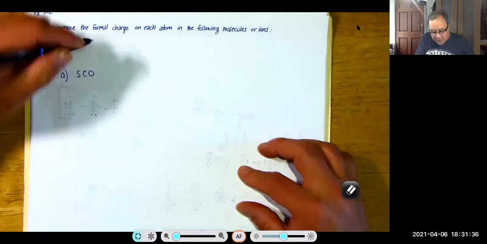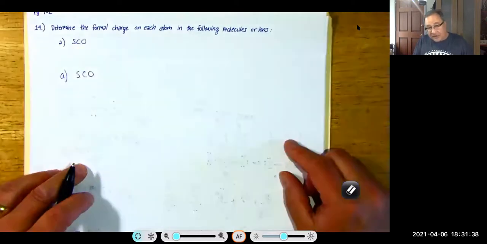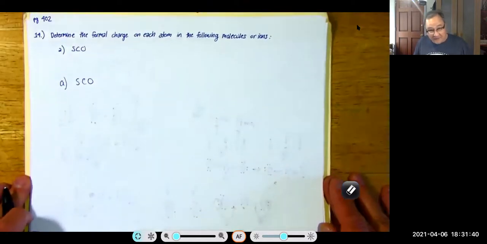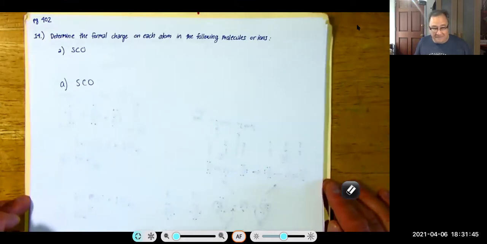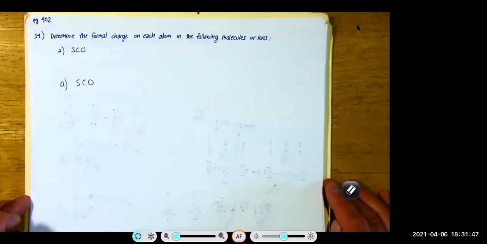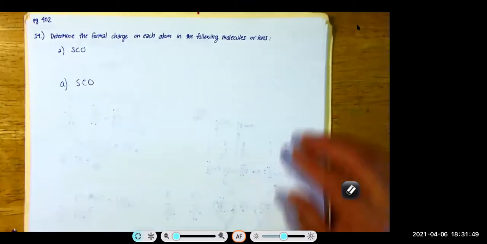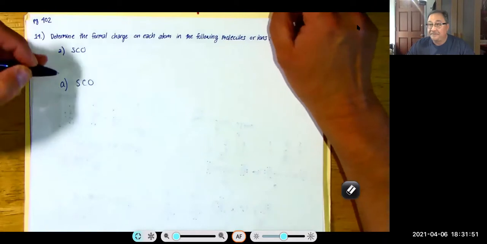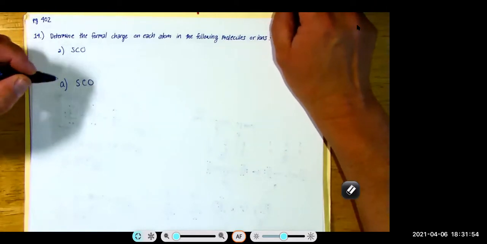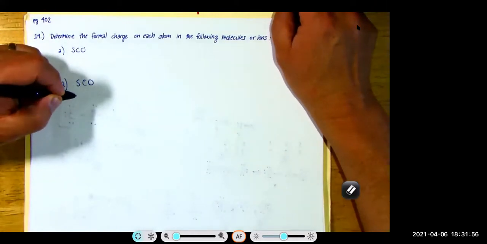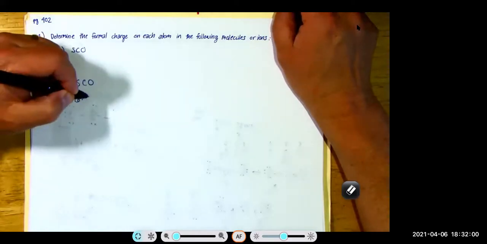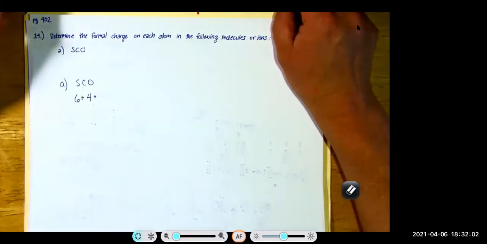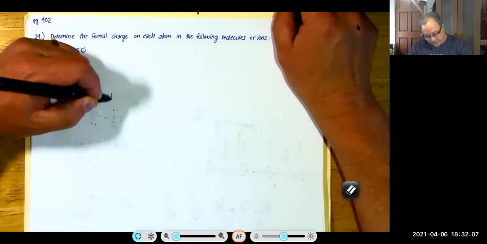Now, to be able to determine the formal charge, guess what you have to do first? Get the Lewis structure. So how many electrons for sulfur? 6. Okay, how many for carbon? 4. How many for oxygen? 6. So that's 16, right?